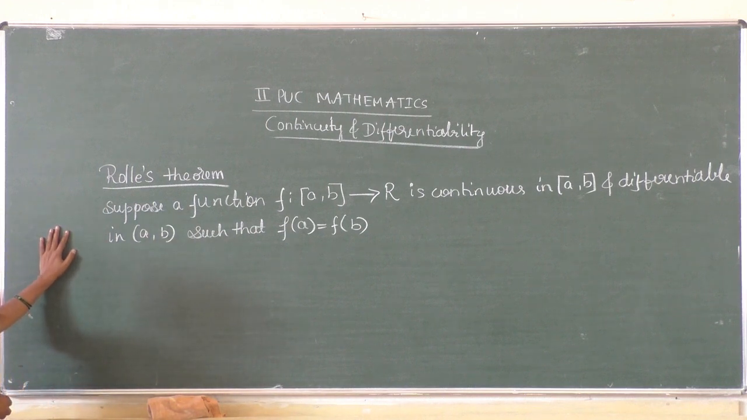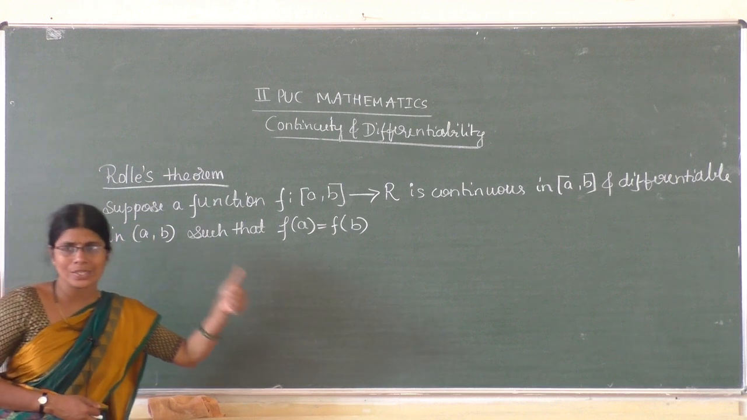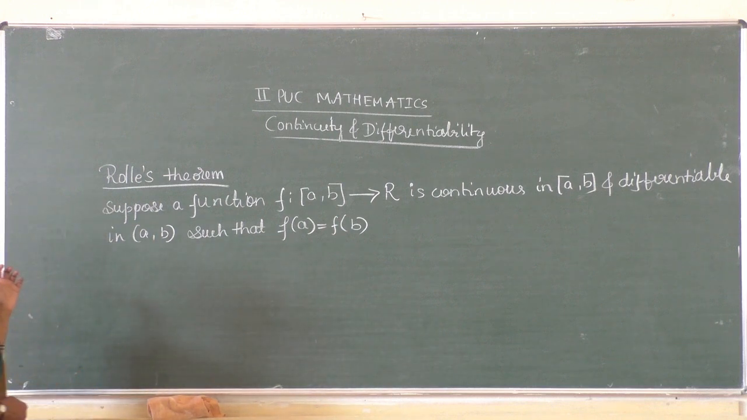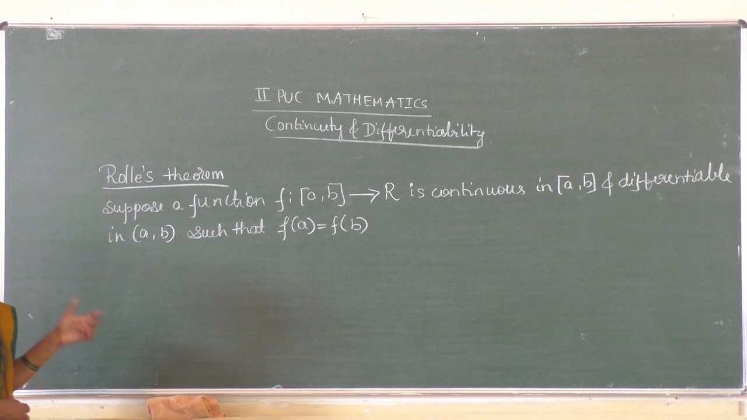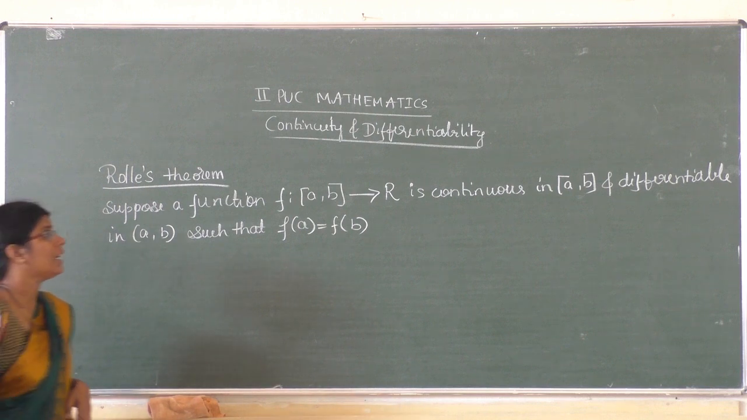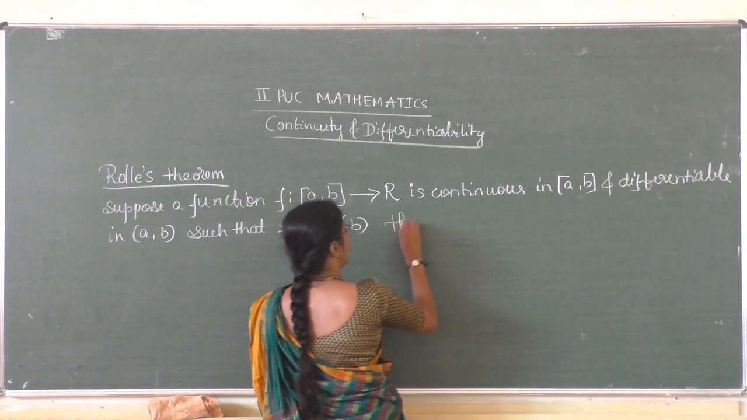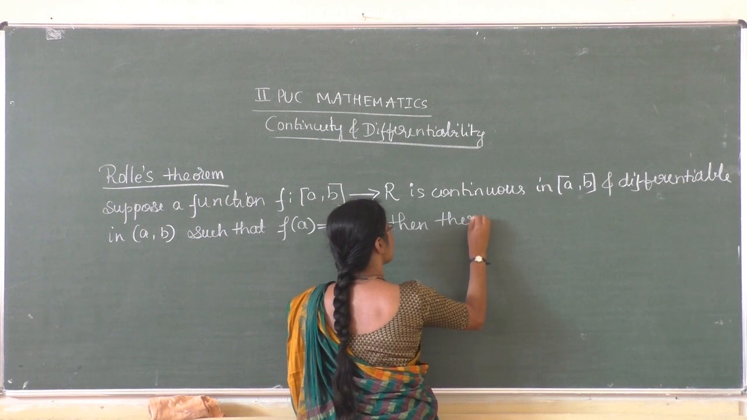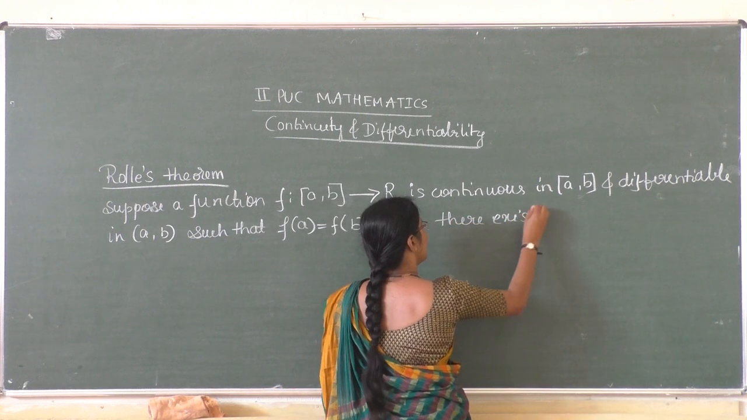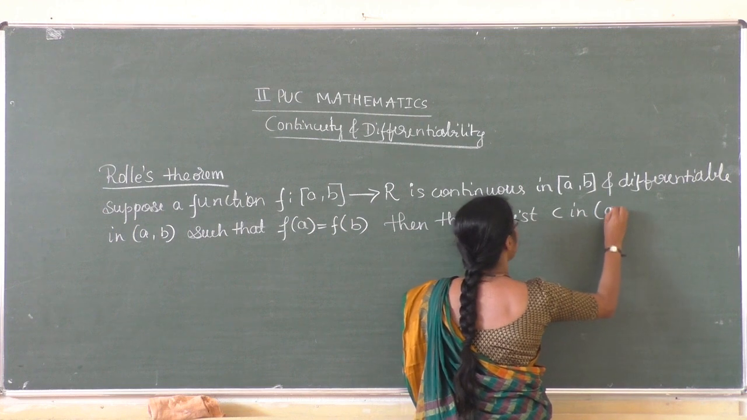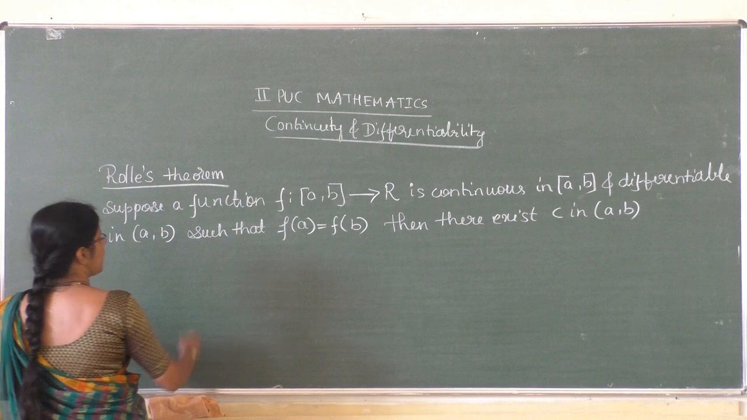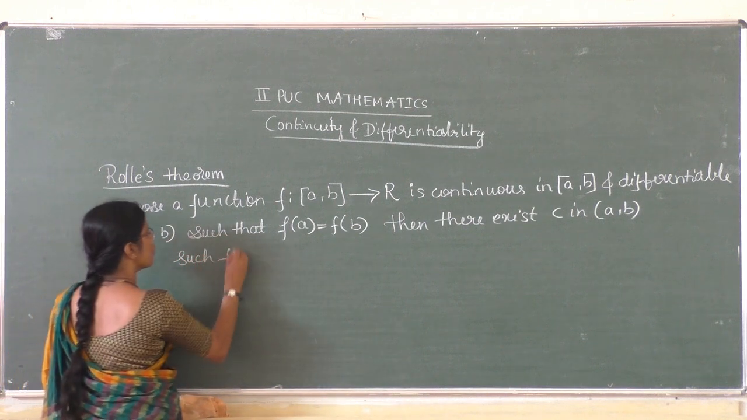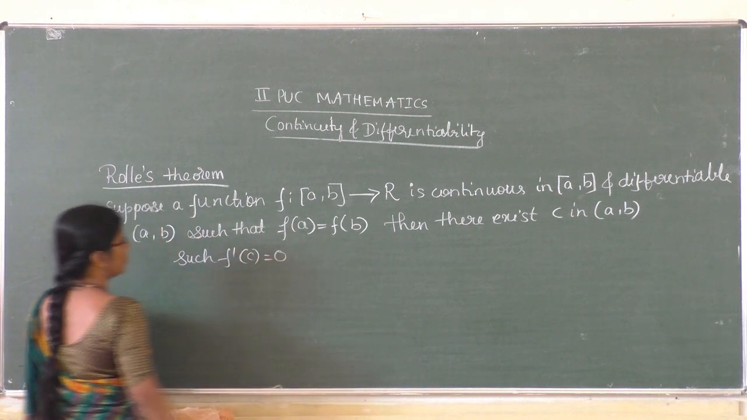The function is continuous in the closed interval [a, b], differentiable in the open interval (a, b), and f(a) is equal to f(b). If all these conditions are satisfied, then there exists c in the open interval (a, b) such that f'(c) equals 0.